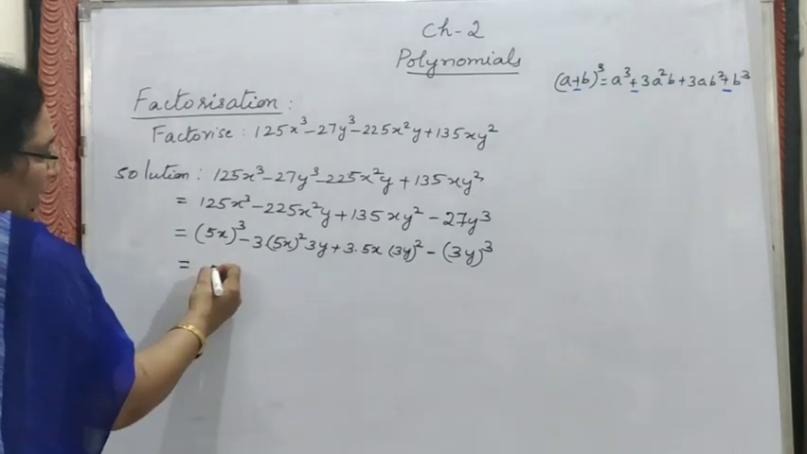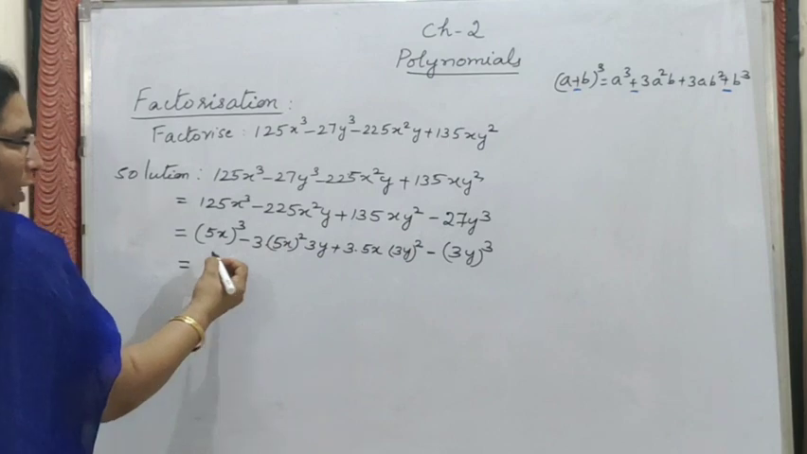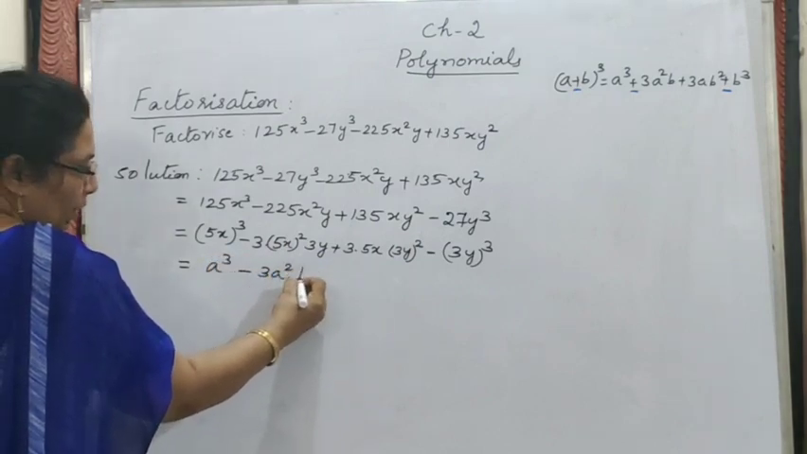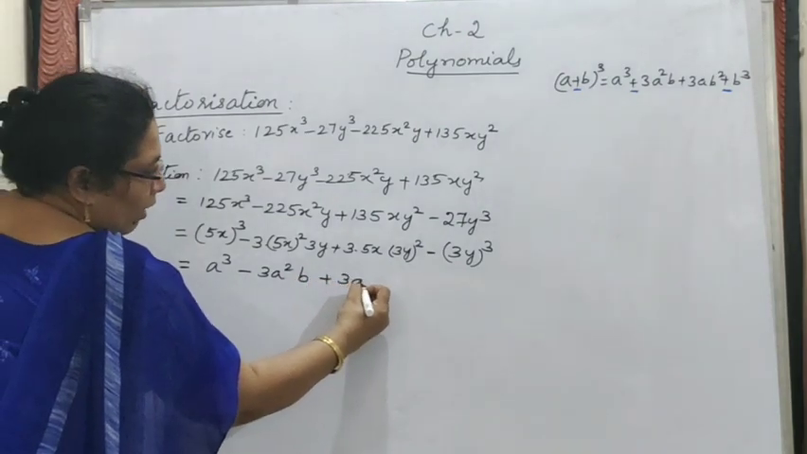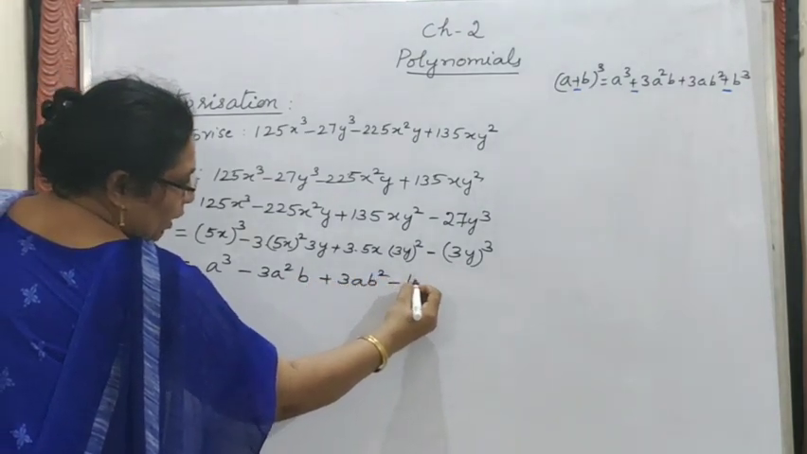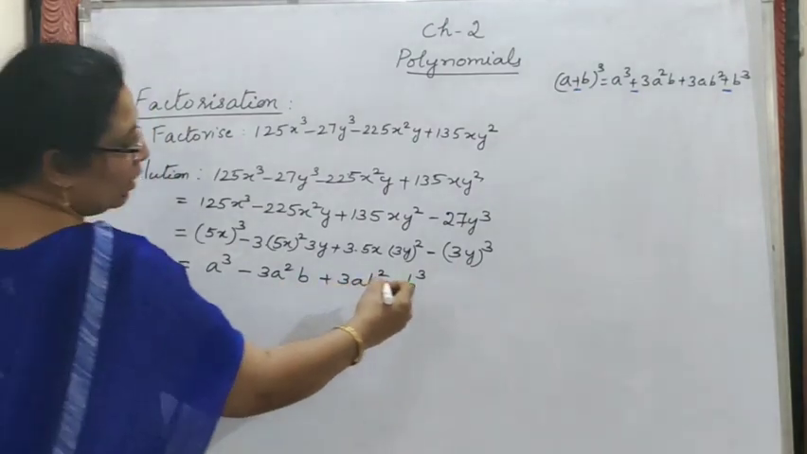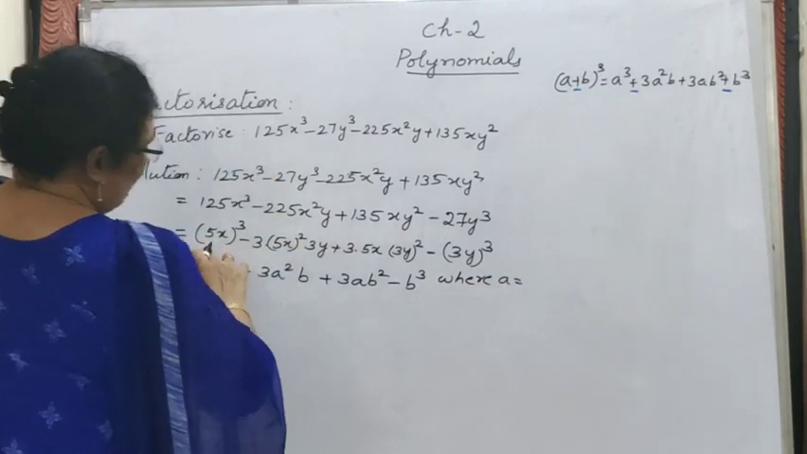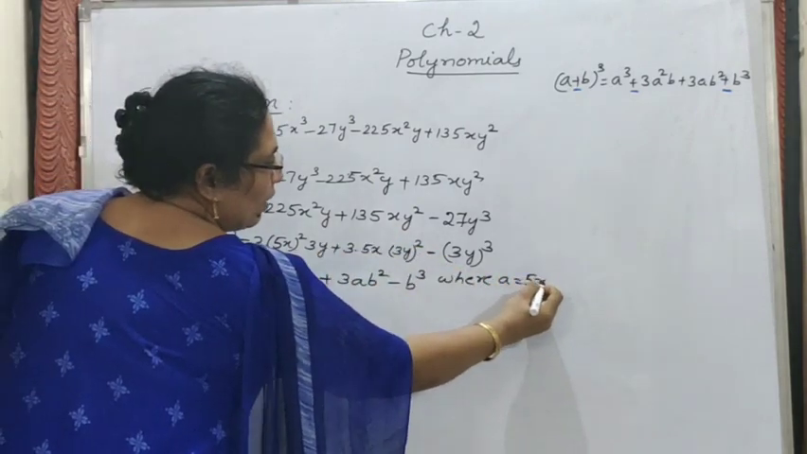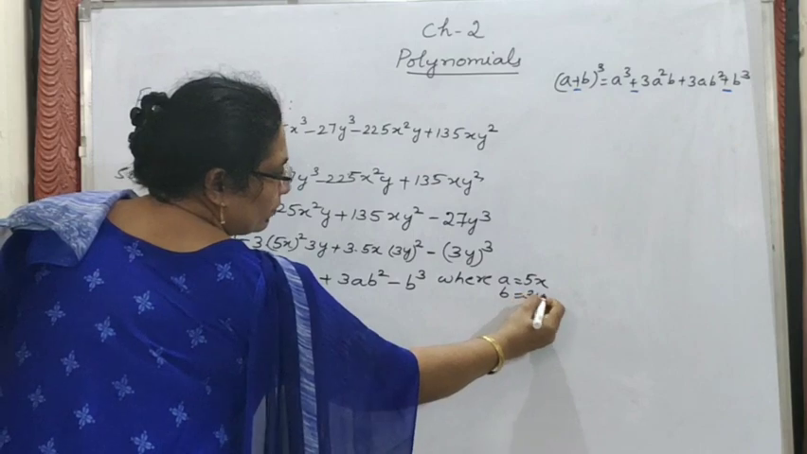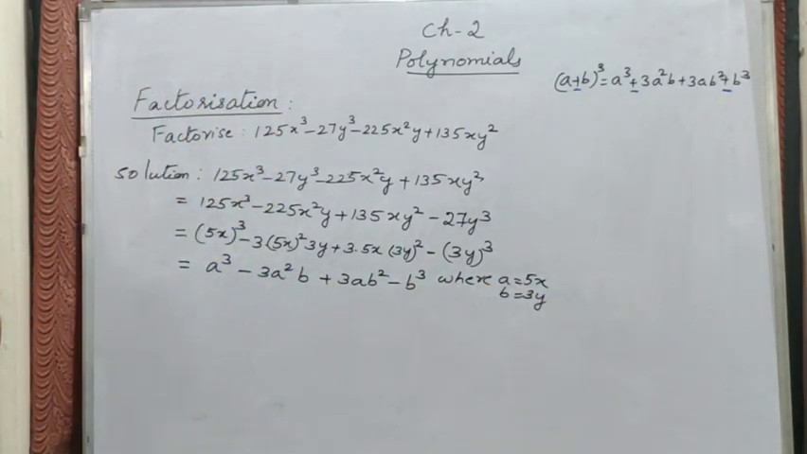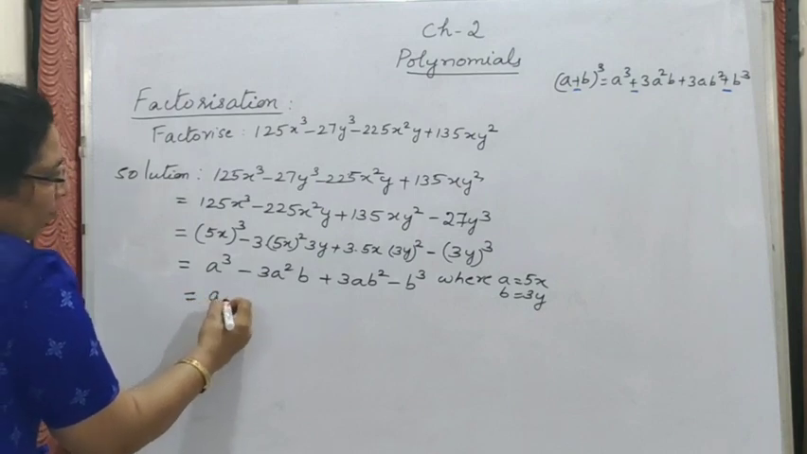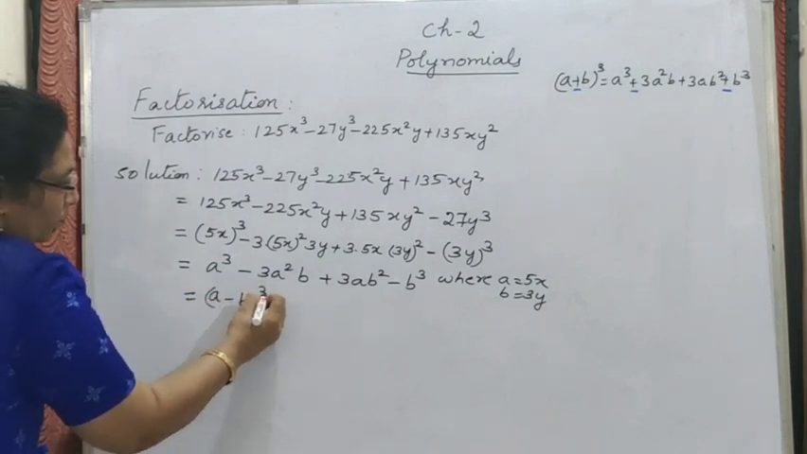So what should we write here? Now I'll write a only, because x and y are the terms here. a cube minus 3a square b plus 3ab square minus b cube. What is the next step? We should write what our a and b are. a equal to, what is the first term? 5x. What is the second term? 3y. If these are the terms we got, instead of these 4 terms, what can we write? a minus b whole cube.